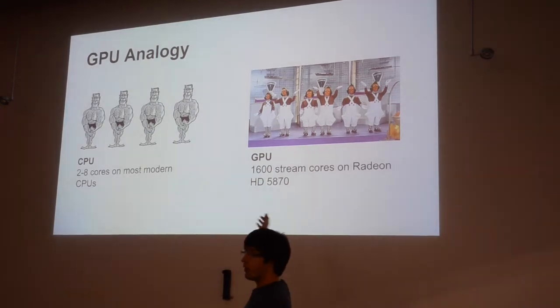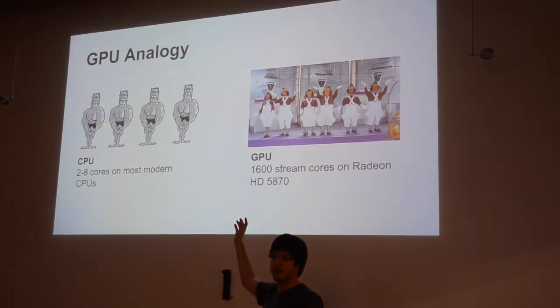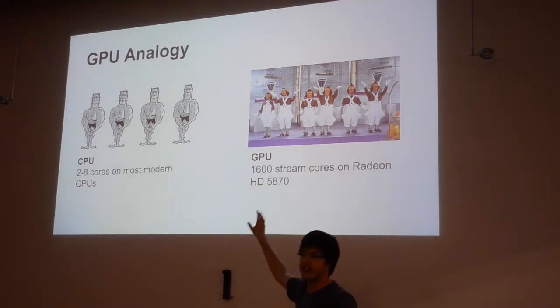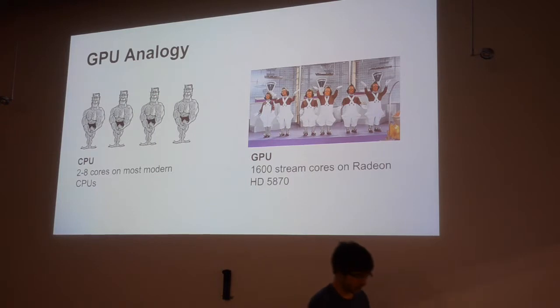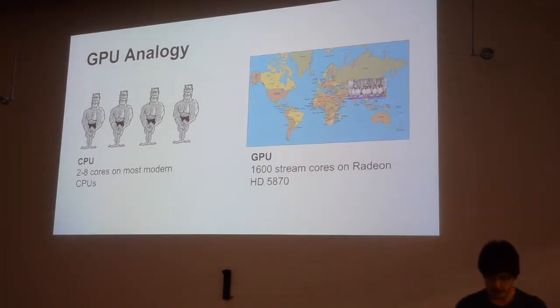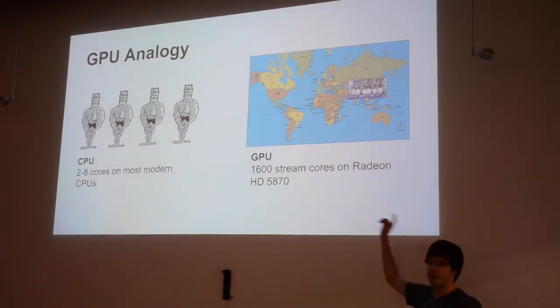On the other hand, though, a GPU is like a massive team of Oompa Loompas. So it's like having 1,600 Oompa Loompas in the case of a Radeon HD 5870. Each of them on their own is really, really weak, but as a team they can do a lot of things that are very easily distributed. Another key thing about this is that the Oompa Loompas are very, very far away. So whenever we want to give them any orders, it's a really expensive operation.